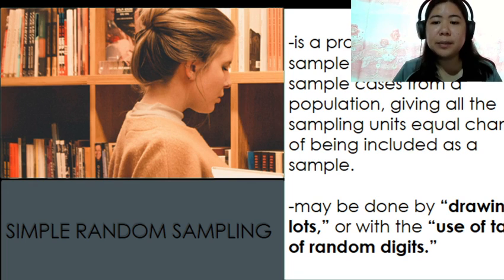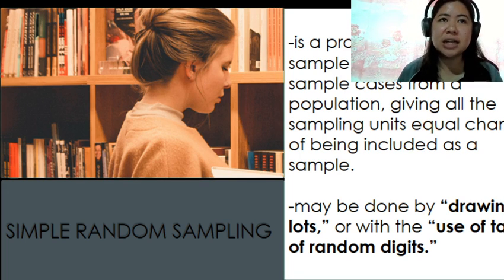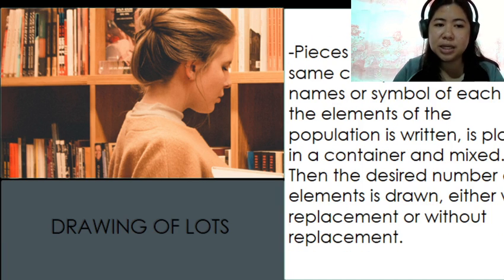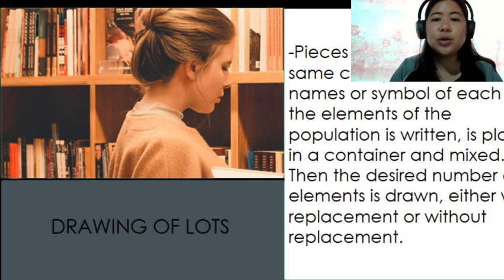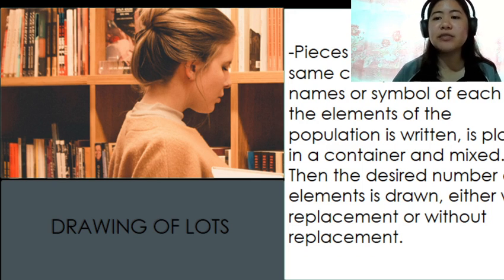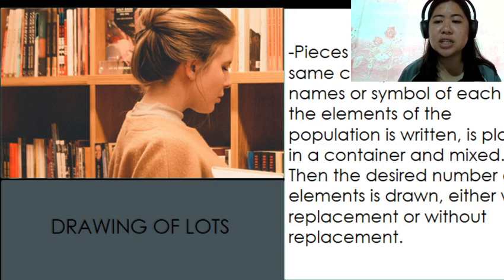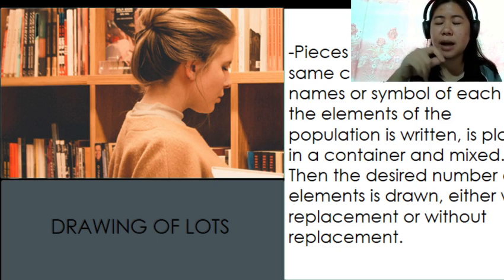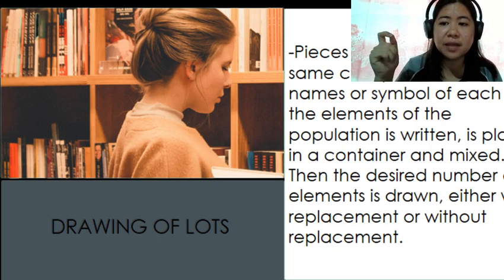Simple random sampling is a process of selecting sample cases or a subset of sample cases from a population, giving all the sampling units equal chances of being included as a sample. So you do this randomly. It may be done by drawing of lots, which other authors also call the fishbowl method, or with the use of a table of random digits. So what is drawing of lots? How do you randomize your respondents by drawing of lots? Pieces of paper, of the same size and same color, on which the name or symbol of each of the elements of the population is written, are placed in a container and mixed. It's like just picking rolled papers from the bowl.